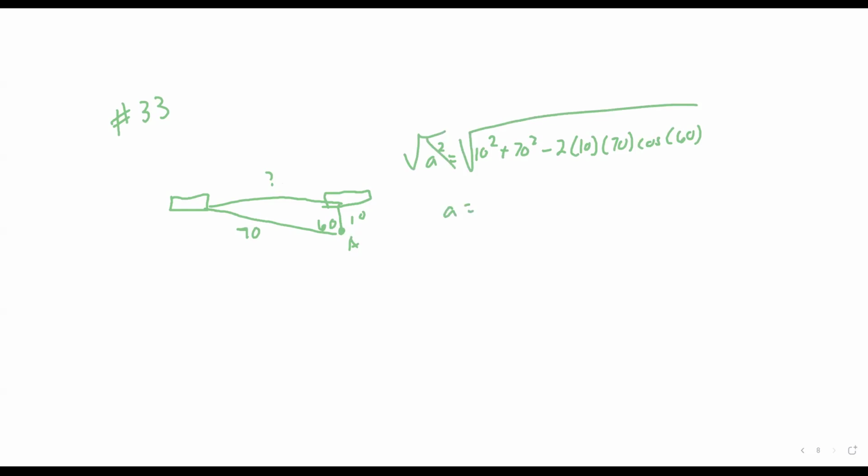So control x squared gives me 10 squared plus 70 squared minus 2 times 10 times 70 times cosine of 60. When I do all that, I get 65.5744 feet as my distance.